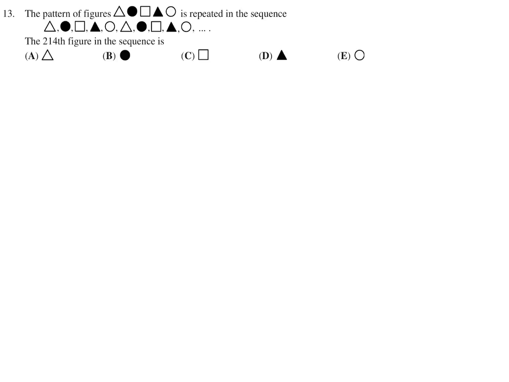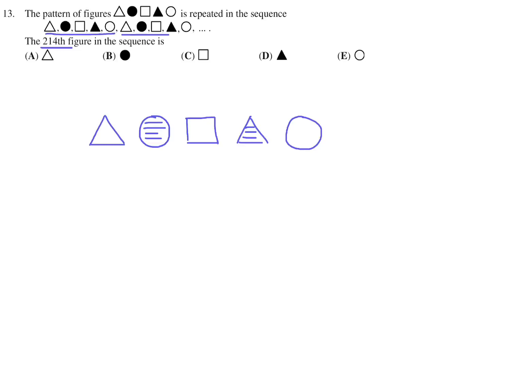The pattern of figures is repeated in the sequence. The 214th figure is. All right, so we've got a triangle, we've got a circle that's been shaded, we've got a square, we've got a triangle that's been shaded, and then we've got an empty circle. And they just keep repeating that. It looks like every fifth one, it just keeps repeating. So if you were to draw this out, I'm not going to draw out obviously 214. We have to look for some sort of pattern.